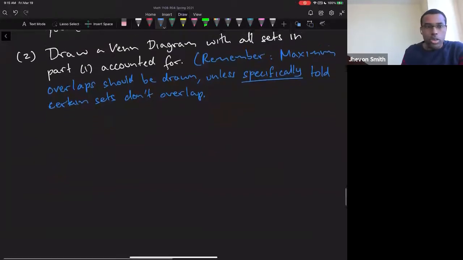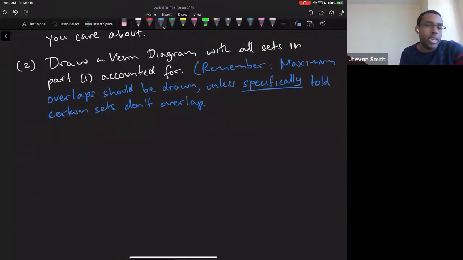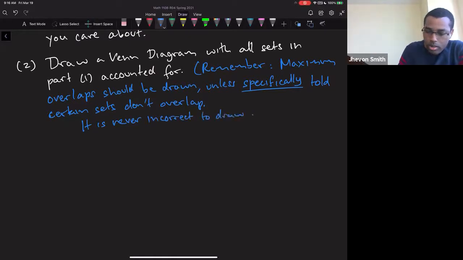In one sense, you can think of it as never being incorrect to draw maximum overlaps, but you can be incorrect if you don't. So you have to be very careful. It is never incorrect to draw maximum overlaps. Worst case, you will find 0 elements in some overlap.